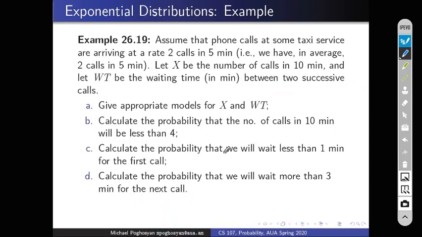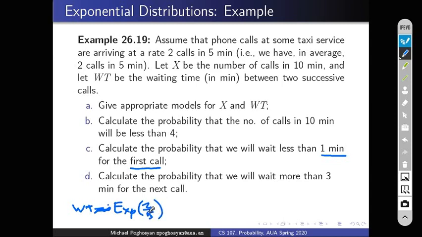Now calculate the probability that we will wait less than 1 minute for the first call. The time between calls is modeled by that waiting time, which is distributed as exponential with parameter 2/5.